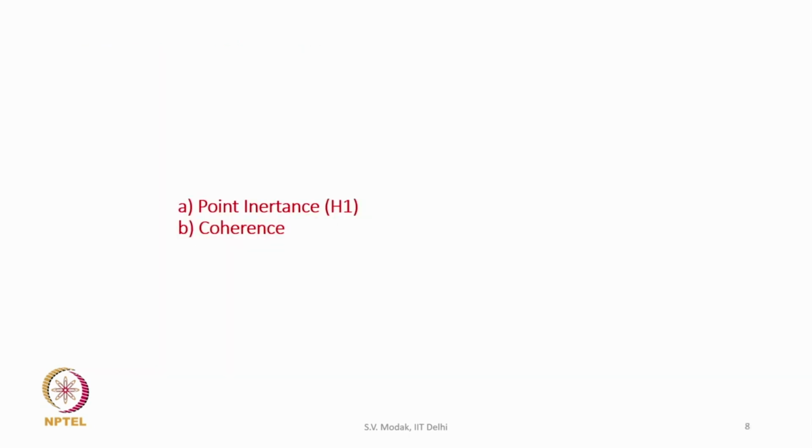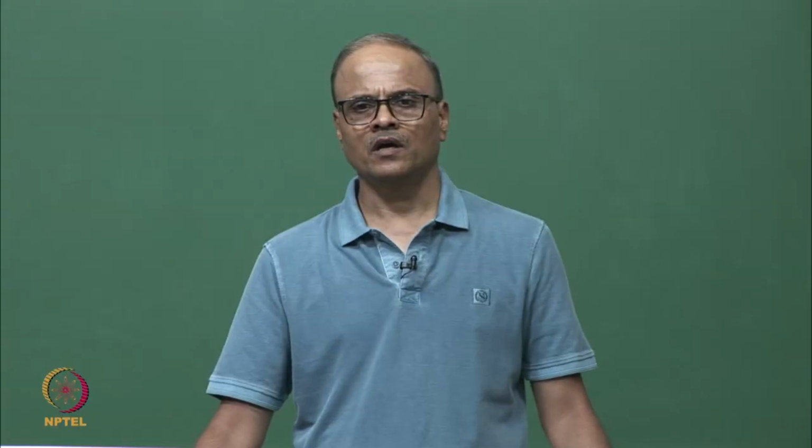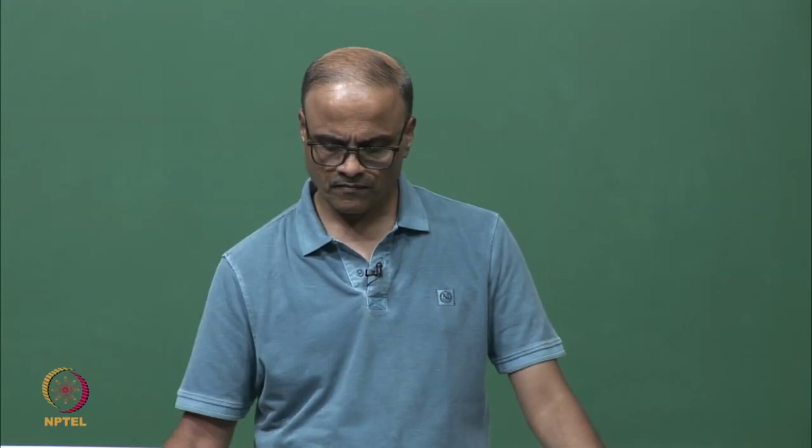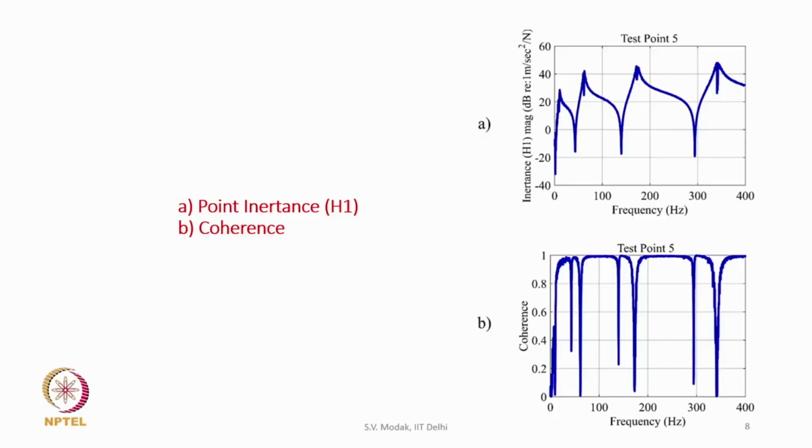So now we take several such measurements and then perform spectrum averaging, which gives us the point inertance. We are going to look at the H1 estimate of the point inertance, and we are also going to see the coherence. Here you can see the upper figure shows the magnitude of the inertance in dB, and the lower figure shows the coherence, which, as we know, varies from 0 to 1.